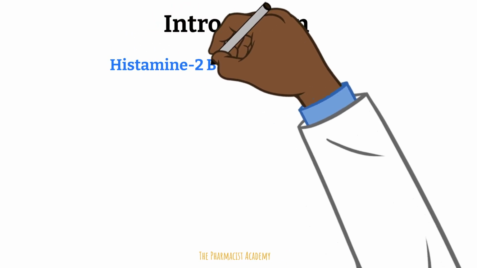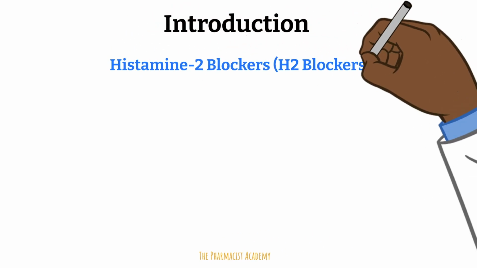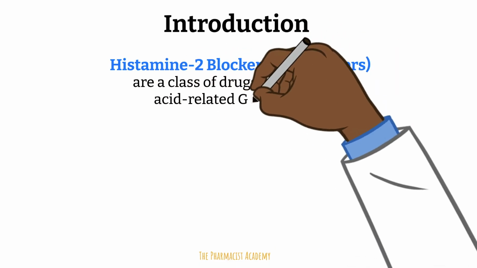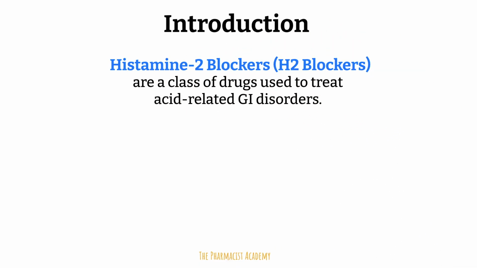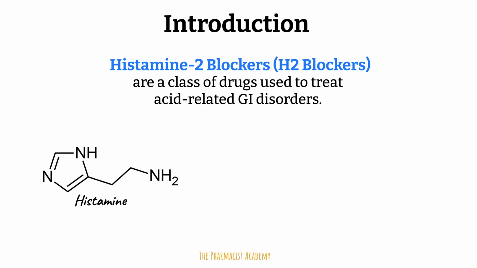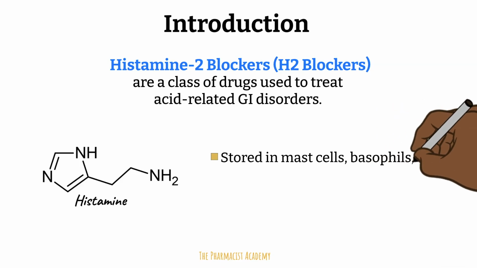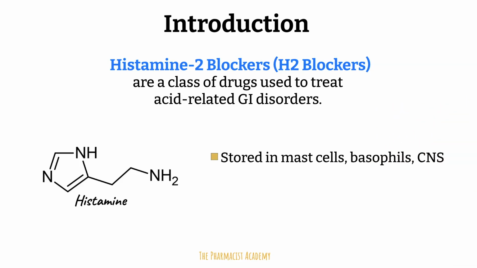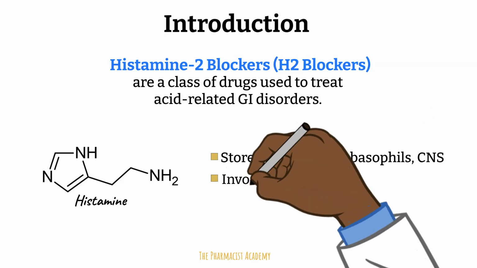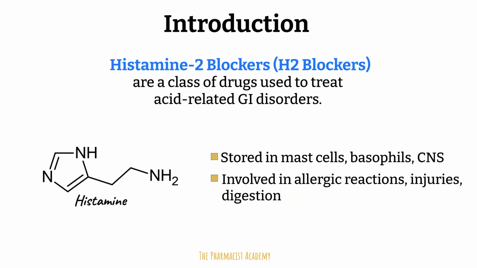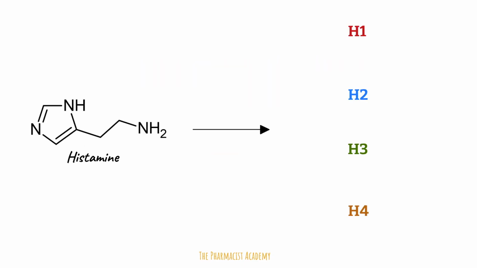Histamine 2 blockers, or H2 blockers, refers to a class of drugs that are used to treat acid-related GI disorders. Histamine is a chemical compound that's primarily stored in mast cells, basophils, and certain neurons in the central nervous system. It is released in response to injury, allergic reactions, immune triggers, and for digestion. Once released, histamine can bind to its receptor.